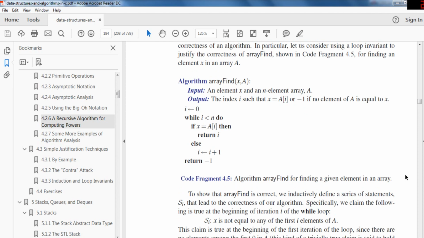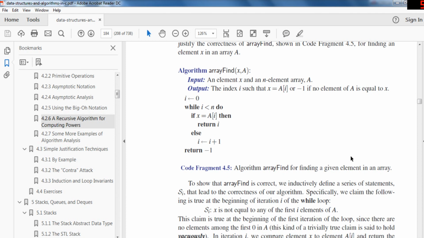Let's consider a loop invariant of array find, which is finding an element in an array. Here they have an algorithm called array find. Given the input, you're given an element x and an array A. You're going to output an index i such that x is equal to A[i], and then -1 if there's no element inside the array that is equal to x. So we're just finding x in this array.